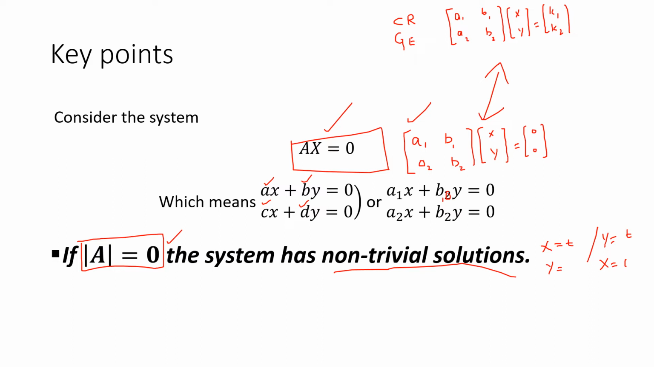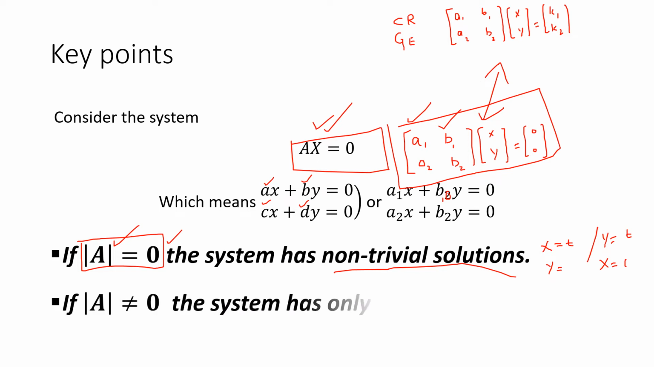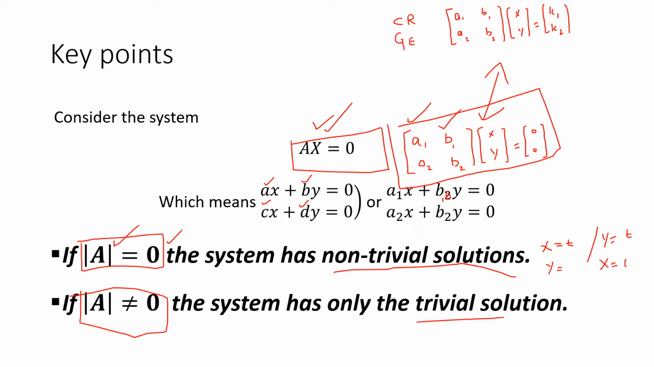So in this system again, Ax equals 0, which is this. If the determinant of this matrix is 0, then we get non-trivial solutions. If the determinant value is not 0, it has one unique solution, which we call in this system the trivial solution.